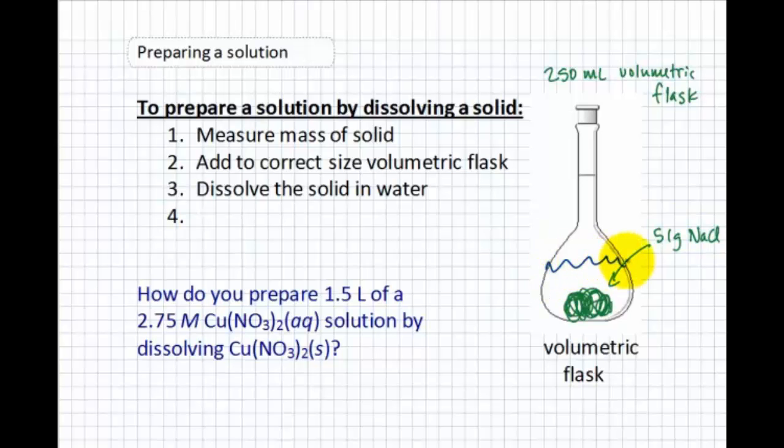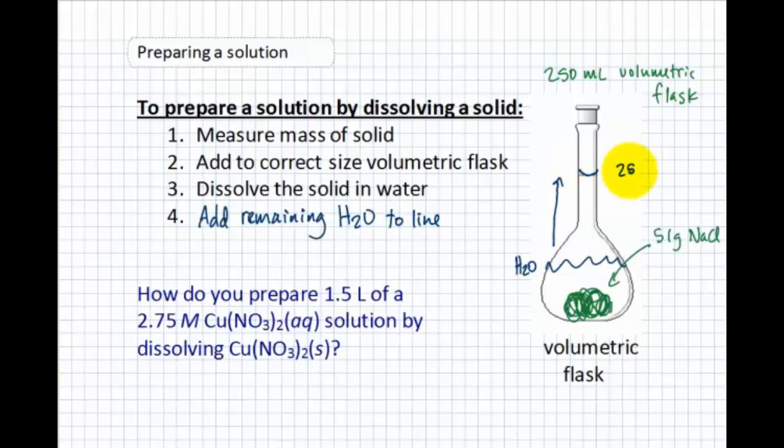Okay, you do this in the lab. You're going to just add some water to get it dissolved first. Okay, then it's totally dissolved. This is the water. And then finally, we need to add the remaining water to the line on the volumetric flask. Okay, so we're going to very carefully add it so that the bottom of the meniscus is right there at the line, which represents the particular volume that we're going for.